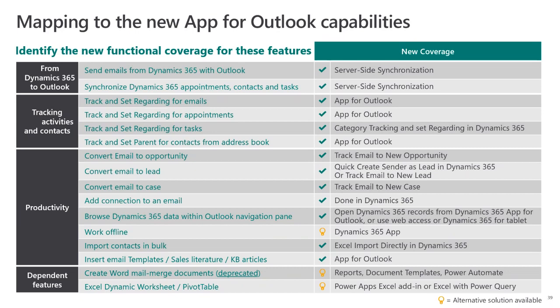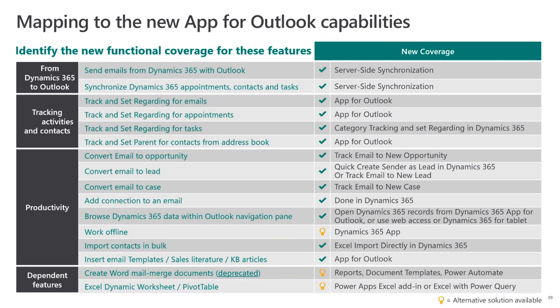In terms of productivity, to convert an email to an opportunity, you should track the email to a new opportunity. Convert email to lead: you can use Quick Create the sender as a lead if it's an unknown sender, and that will create a lead. Or you can track the email to a new lead, and that will create a lead as well. How to convert an email to a case? You just have to track the email to a new case.